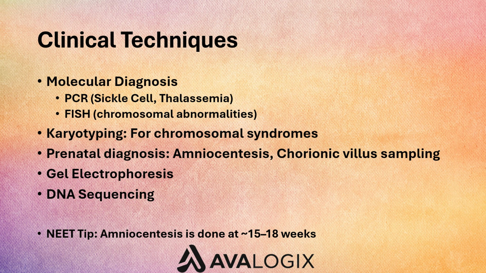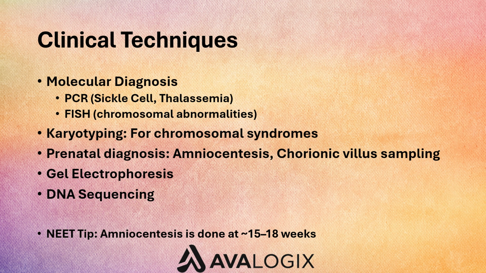3. FISH, fluorescence in situ hybridization. Now, this one's cool. FISH uses fluorescent DNA probes to bind to specific chromosome regions. When viewed under a special microscope, the glowing spots tell us if a specific gene or chromosome piece is present or missing. It's faster than karyotyping and can detect microdeletions or translocations that are too small to see on a regular karyotype. Example: diagnosing DiGeorge syndrome, 22q11 deletion. NEET clue: if the question says fluorescent tags used to detect genetic abnormalities, think FISH.